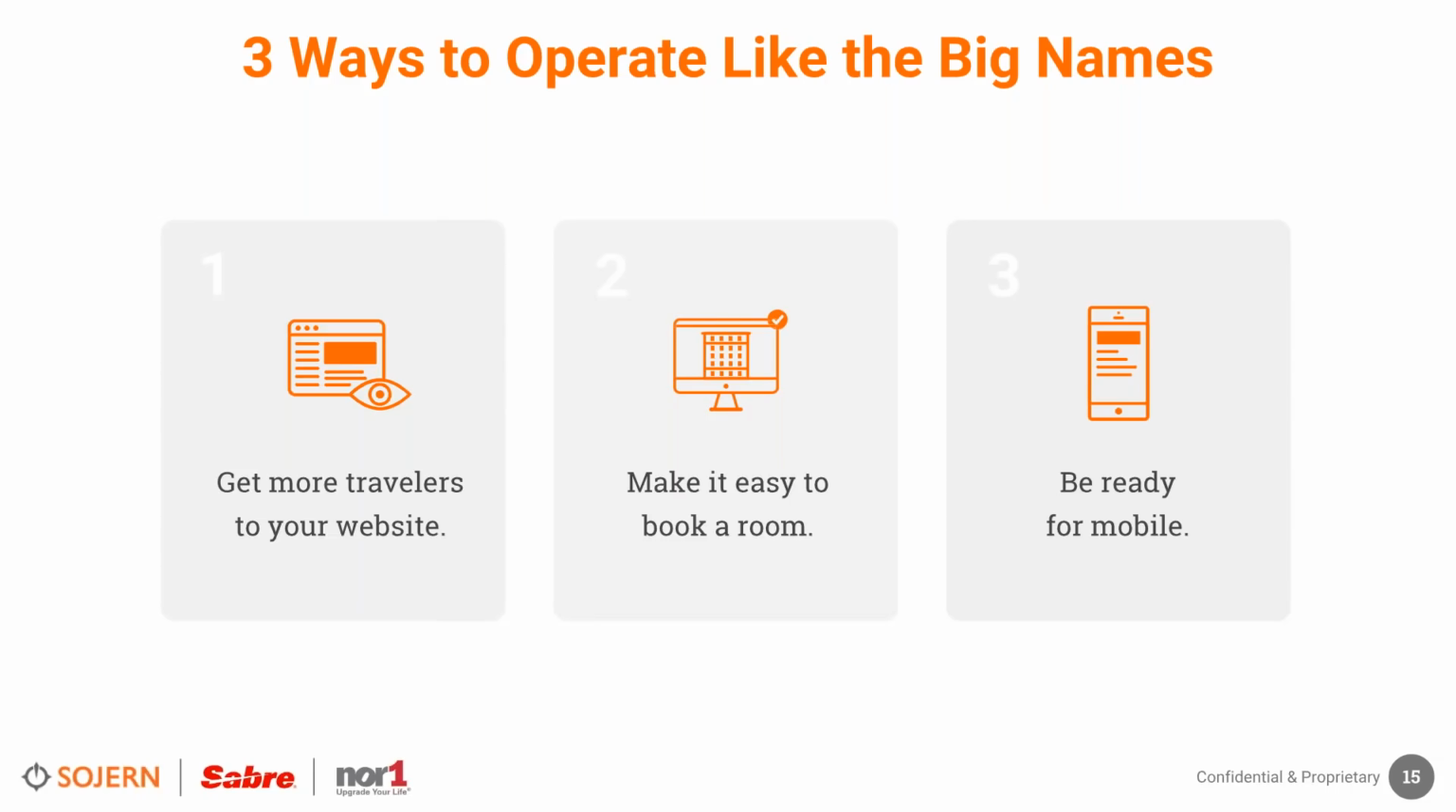Well, what are 3 simple ways that your property can operate and act like the big names? First and foremost, and probably the simplest, is you've got to have more travelers visit your website. At the end of the day, if you do not have the demand generation and if you do not have the brand awareness for your property, it doesn't matter about anything else. It dovetails nicely into number 2: you could have the simplest and most easy to understand booking process, but if you don't have the demand, that matters not.